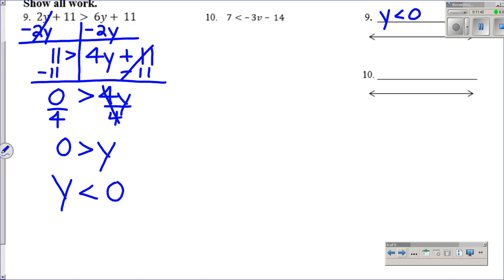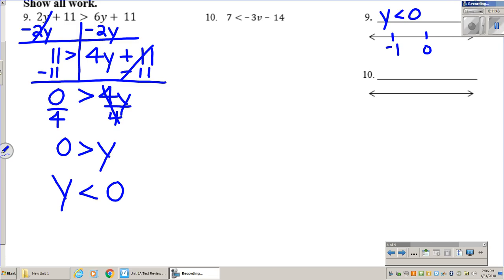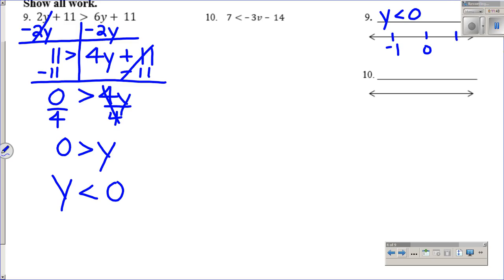And now we're going to graph. So I'm just going to put 0 in the middle. Negative 1 to the left, positive 1 to the right. Since y is less than 0, 0 is not included as a solution. And all the numbers that are less than 0 are to the left side of the number line. So we're going to shade to the left.